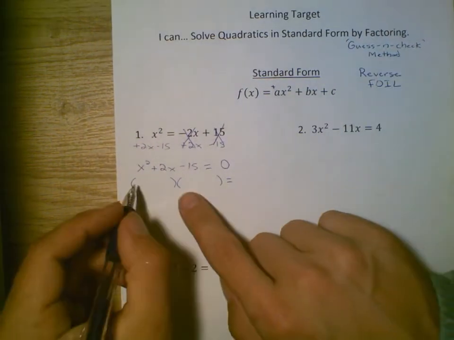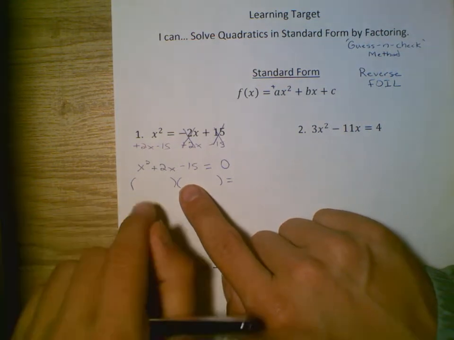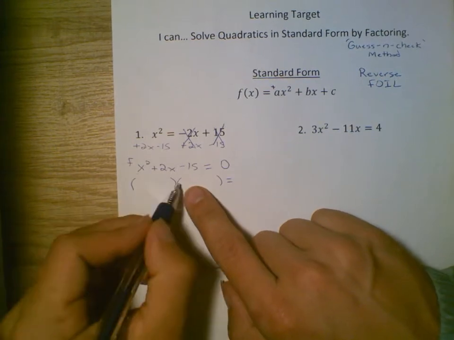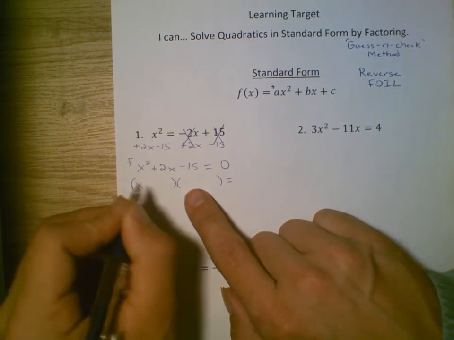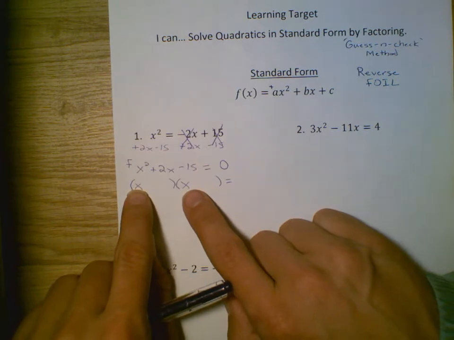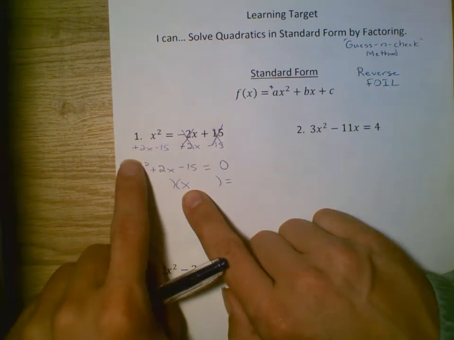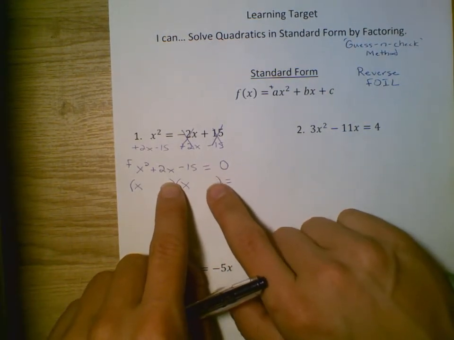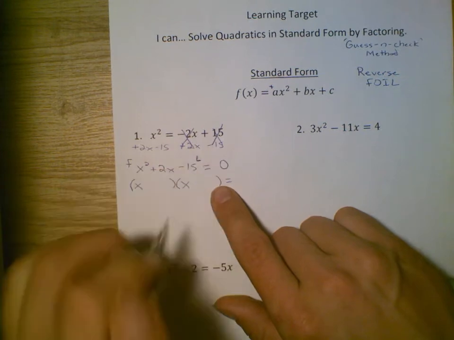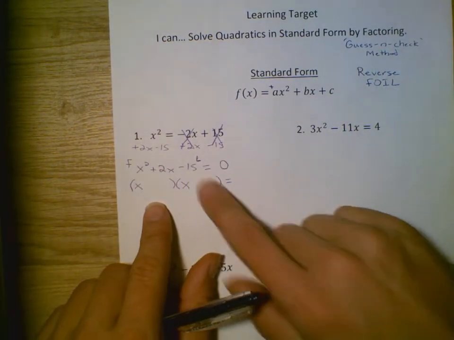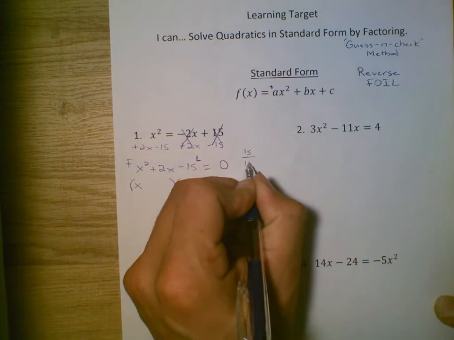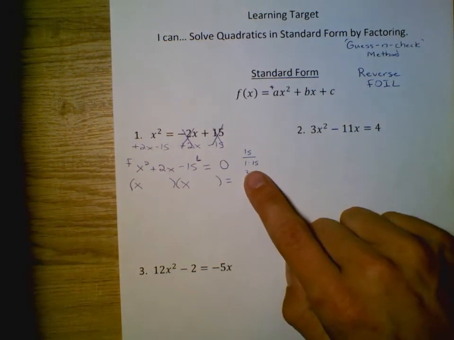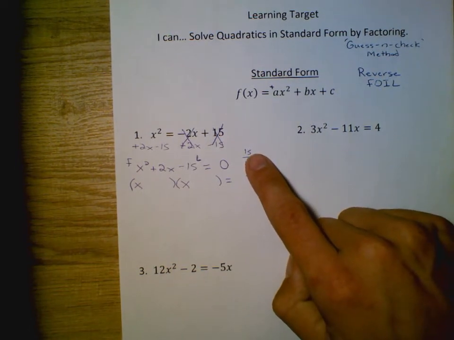So I'm asking myself, what times what in the first spot would multiply to my first term? So what times what gives me x squared? Well, that's just x times x, right? If I multiply x times x, that gives me the x squared. That's like the F part of FOIL. Then I ask myself, what can I put in the last spot that will give me my last number? Well, to get 15, that can be 1 times 15. That could also be 3 times 5, right? Either one of these, if I multiply 1 and 15, that'll give me a 15, and 3 and 5 will also give me 15.